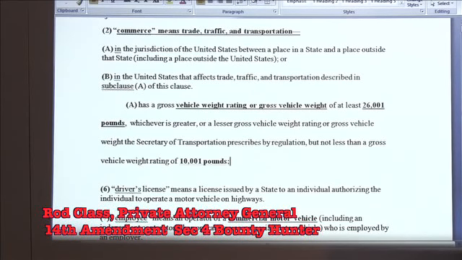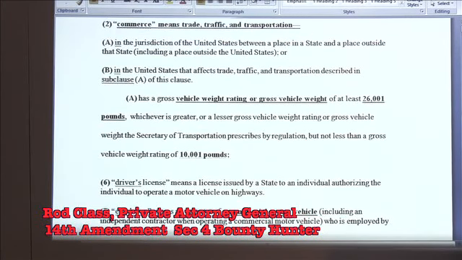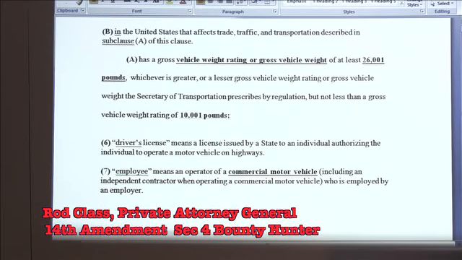Driver's license means a license issued by a state to an individual authorizing the individual to operate a motor vehicle on the highway. Employee means an operator of a commercial motor vehicle, including an independent contractor when operating a commercial motor vehicle, who is employed by an employer. Now, listen to the words. Commercial motor vehicle.